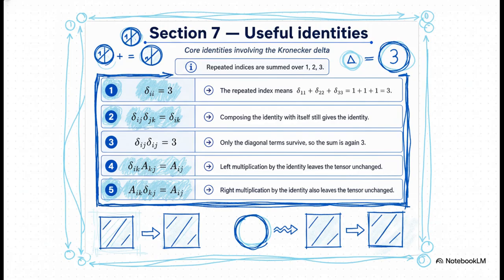Rule 2 tells us that composing the identity with itself, delta sub ij times delta sub jk, still gives you the identity, delta sub ik. For Rule 3, a double contraction of delta sub ij with delta sub ij leaves only the diagonal terms surviving, so the sum is again 3. Rule 4 shows that left multiplication by the identity leaves the tensor unchanged. And finally, Rule 5 shows that right multiplication does the exact same thing.